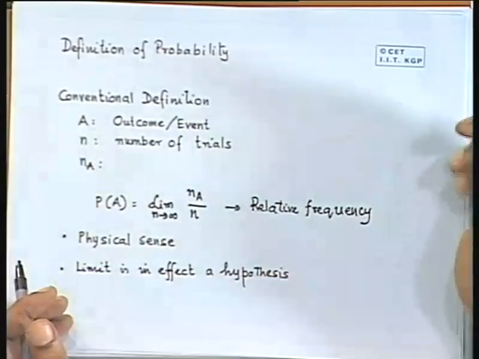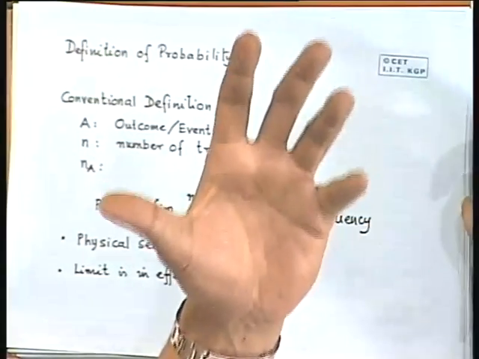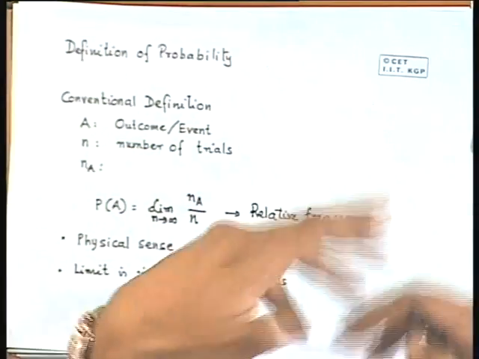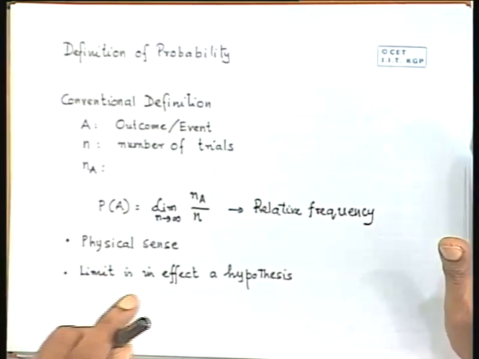Now, one good thing about this definition is that it gives a sense of probability. It is actually how many times something that we are looking for is occurring. That gives our intuitive physical sense of probability. That's a good thing.